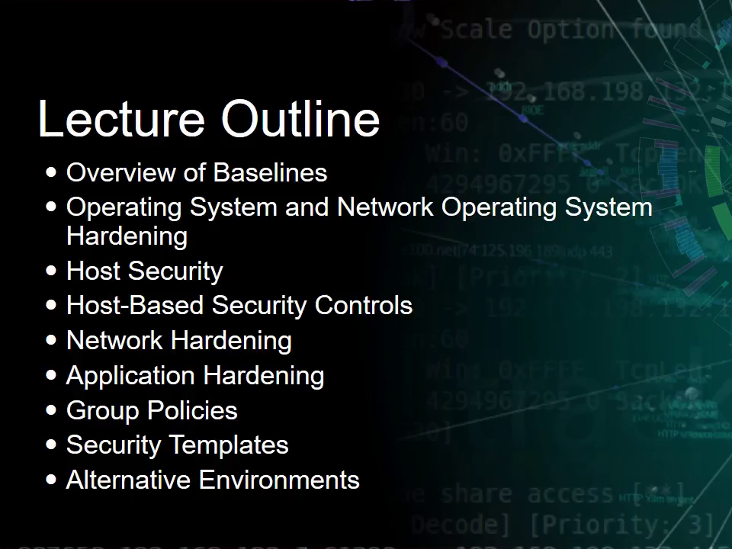So for this chapter, we'll do an overview of baselines, operating systems and network operating system hardening, host security, host-based security controls, network hardening, application hardening, group policies, security templates, and alternative environments.